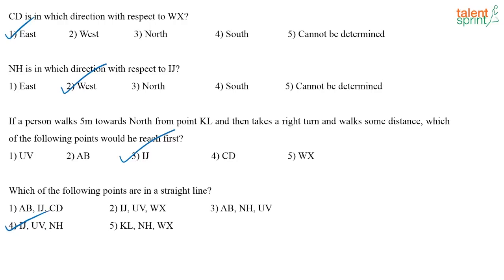Somebody says it's option 5. How can it be option 5? See, they have given KL, NH and WX. KL and NH are in the same line, but WX is not in the same line. So this is not the correct option. I hope it is clear.